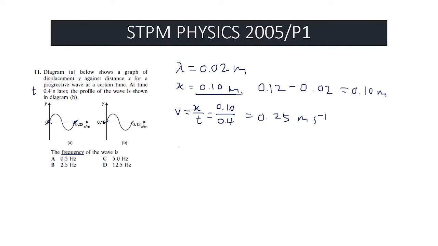And now we can find out the frequency by using V equals f lambda. So 0.25 equals f, lambda is 0.02. Our frequency is 0.25 divided by 0.02. We get 12.5 Hertz. So the correct answer is D.